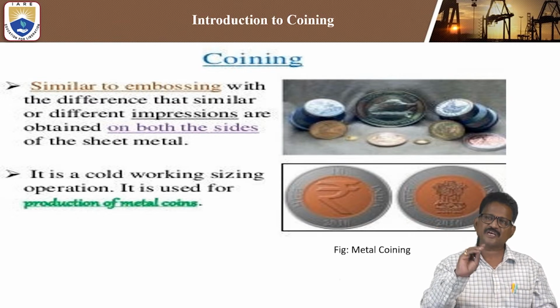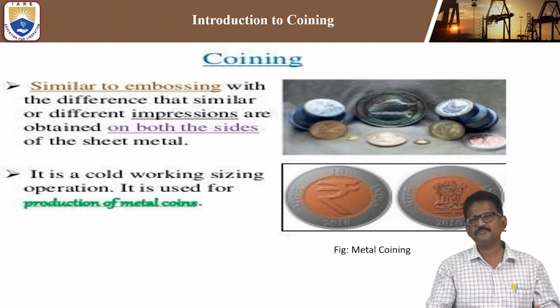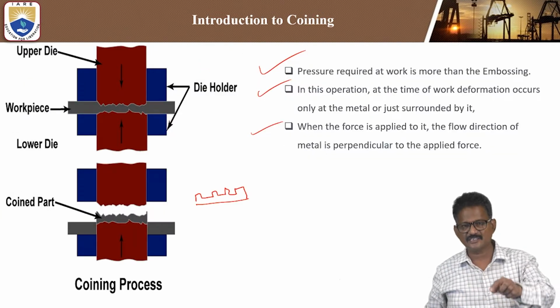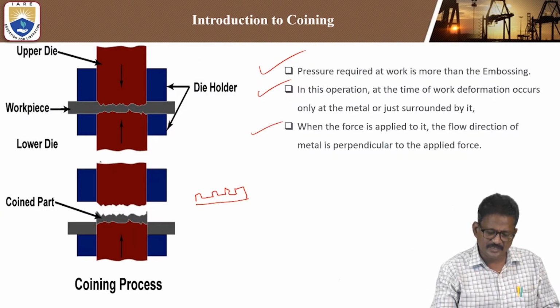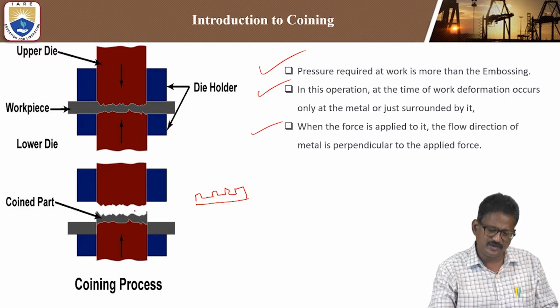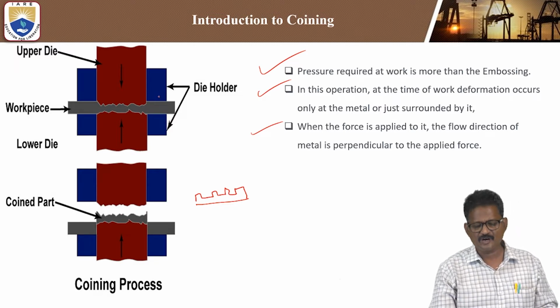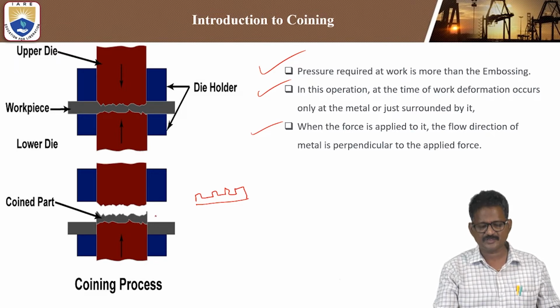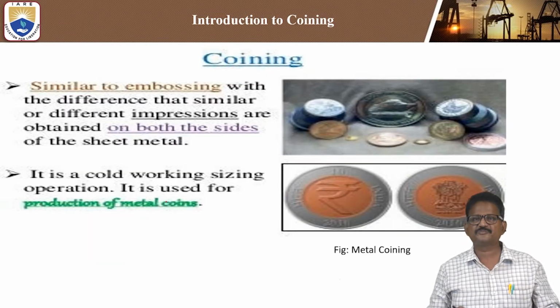So some are raised on one side here. Coining means both sides, like that. You can see the upper side and the lower side. This is the lower part, this is the upper part. How we are able to produce these components, that is what this is about.